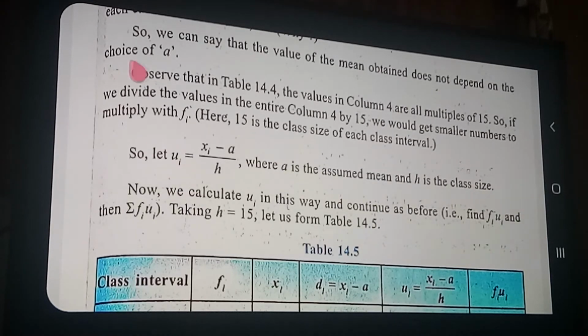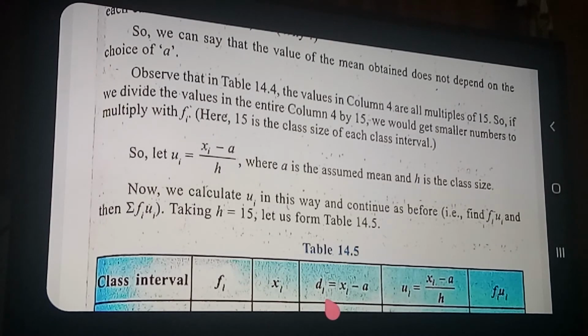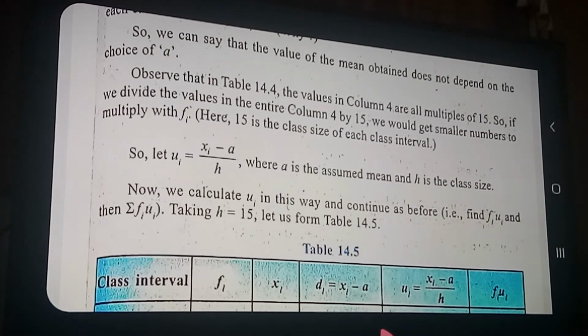If the class intervals are different, the assumed mean method is still possible. But it is very compulsory that the step deviation method can be applied only when the class length is the same. The previous methods, the direct method and the assumed mean method, do not require the class intervals to be the same. But for the step deviation method, the class width must be the same. That is the difference. What's the value of ui? Xi minus a by h.